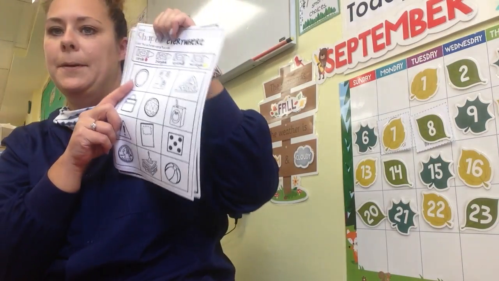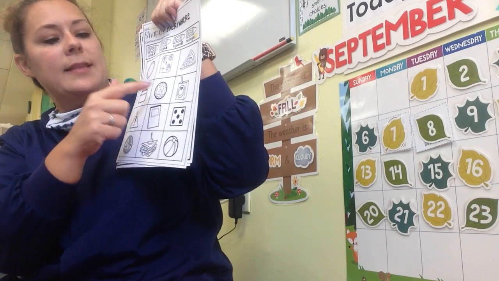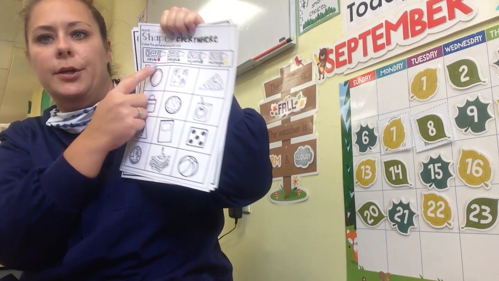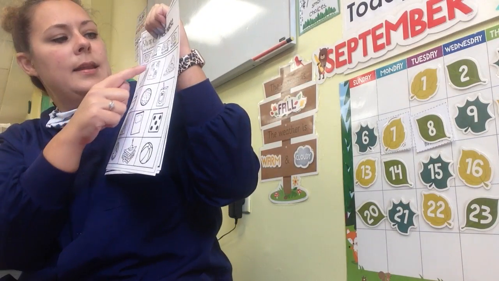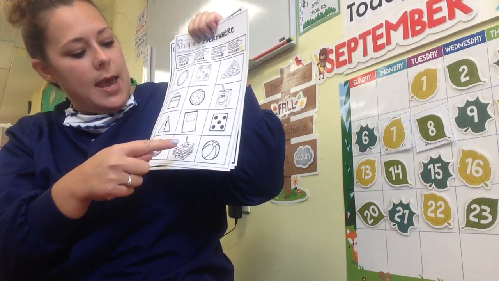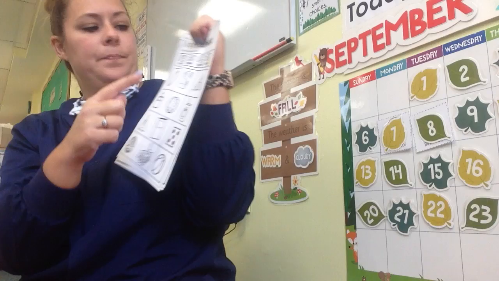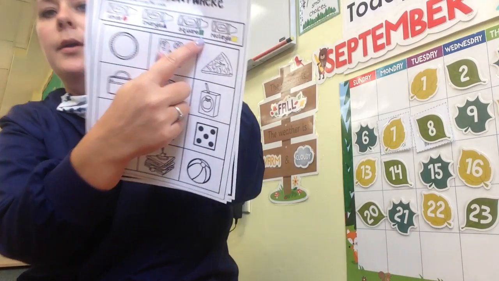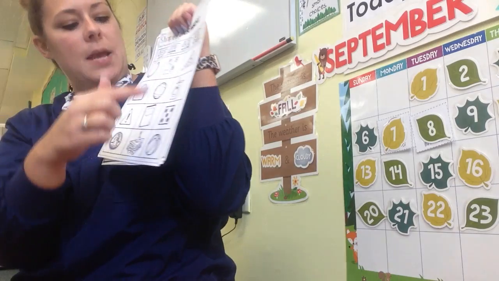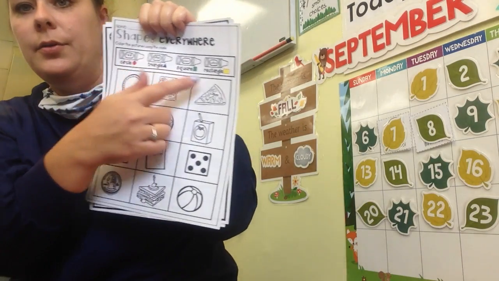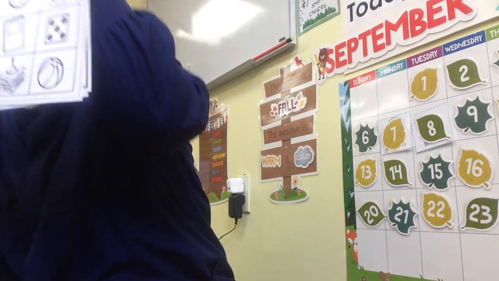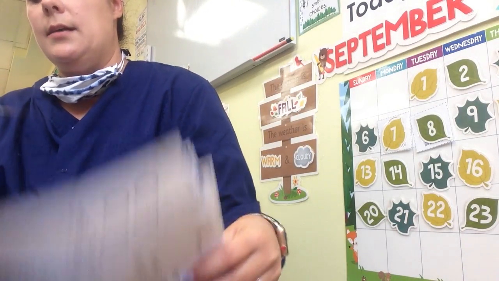And then you also have your shape page to do. So this is your shape page. You have to look up here at the top and you do all your circles. So anything that's the shape of a circle, you're going to color red. Anything that's in the shape of a triangle, you're going to color blue. Anything in the shape of a square, you color green. And anything in the shape of a rectangle, you color yellow. So that's what you have to do for tonight.